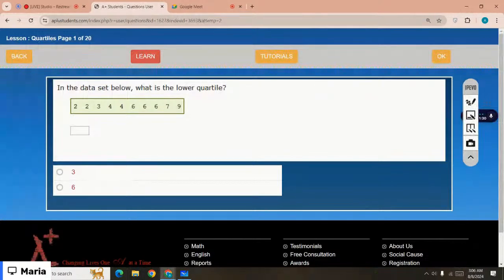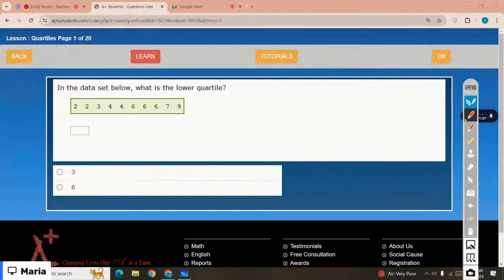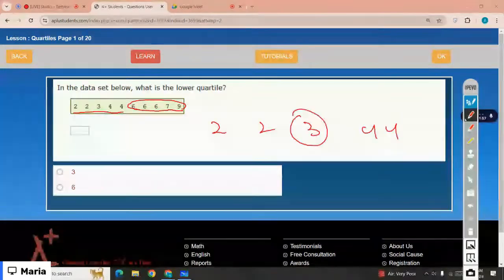Okay, in the data set below, what is the lower quartile? So just divide the data into two exactly equal groups. The numbers are already arranged from least to greatest, right? So the lower half is 1, 2, 3, 4, 5, and here are the two groups, right? So the median of the lower half divides the data into two exactly equal groups, right?